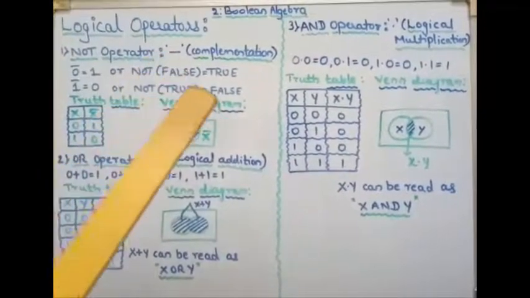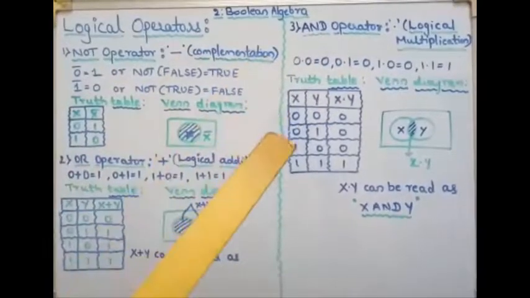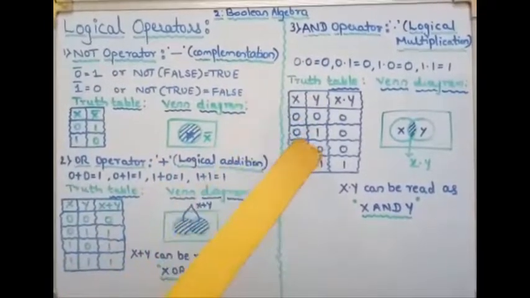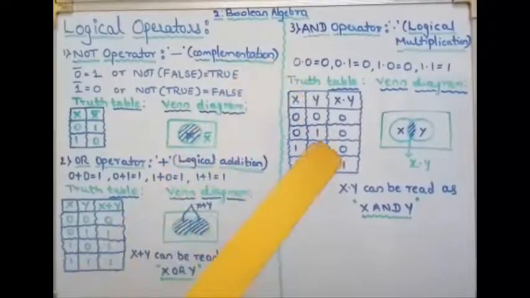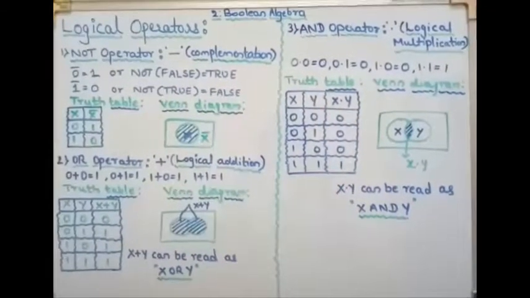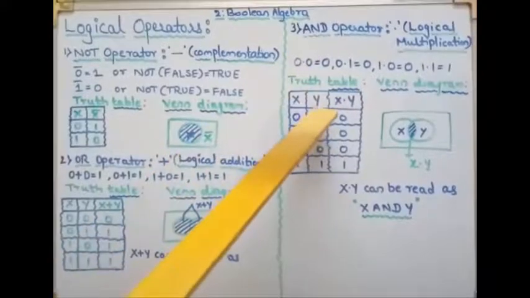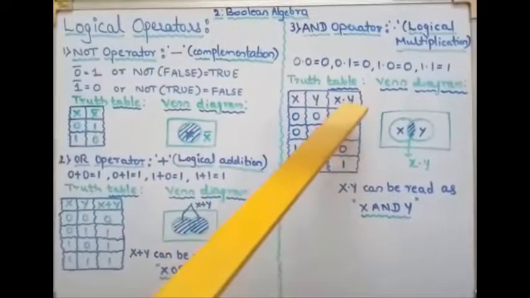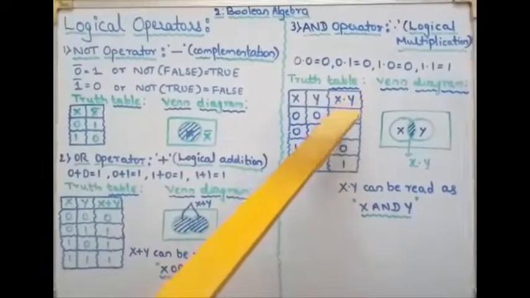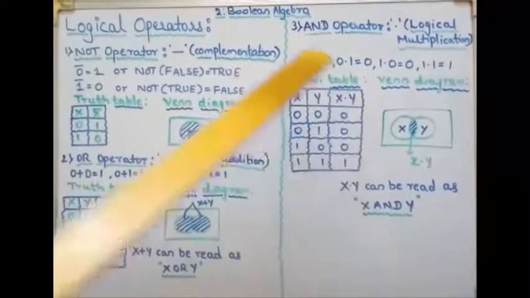The possible input and output combinations are as follows. 0 dot 0 is equals to 0, 0 dot 1 is equals to 0, 1 dot 0 is equals to 0, 1 dot 1 is equals to 1. Now I want to explain the truth table. X and y are two operands. Dot is the operator. X and y operands are operated on dot operator.